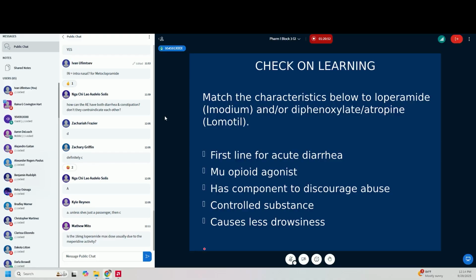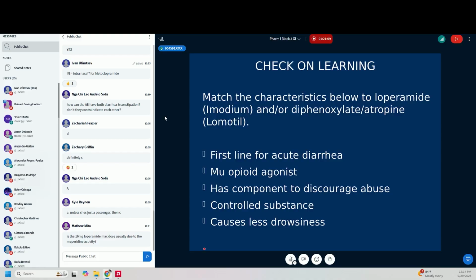So looking at our check on learning, I'll just give you the answers to them. First line for acute diarrhea, we had our Imodium, our mu opioid agonist. We had the Imodium that was there as well.